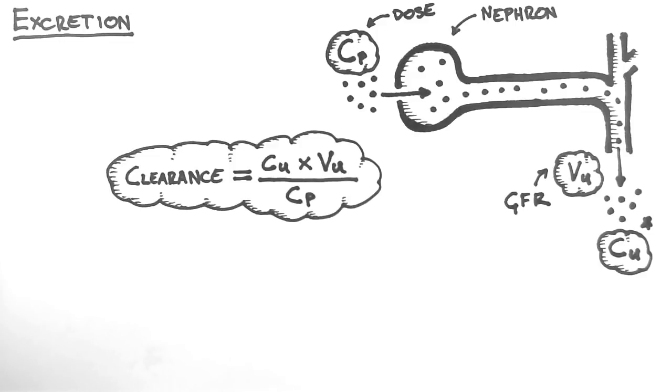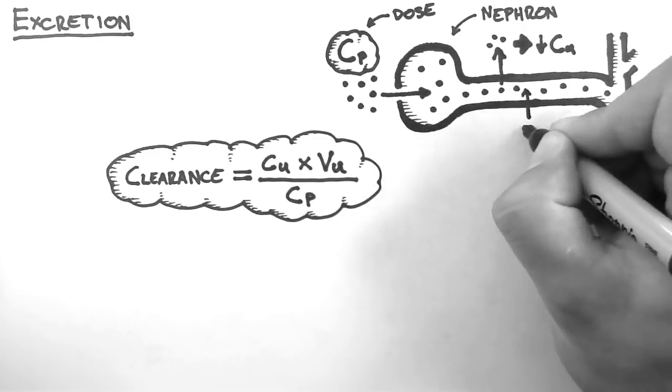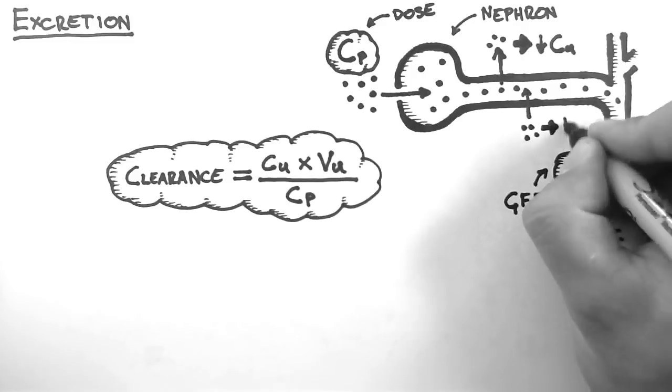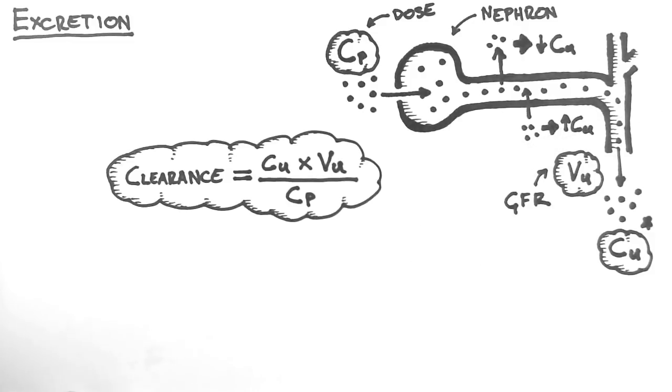Different things can happen to drugs as they pass through the nephron. If they are reabsorbed, then the concentration in the urine will decrease and the clearance of that drug will be reduced. Conversely, if the drug is secreted into the nephron, this will increase the concentration in the urine and also the clearance of that drug. An example of a drug that is actively secreted into the nephron is penicillin.